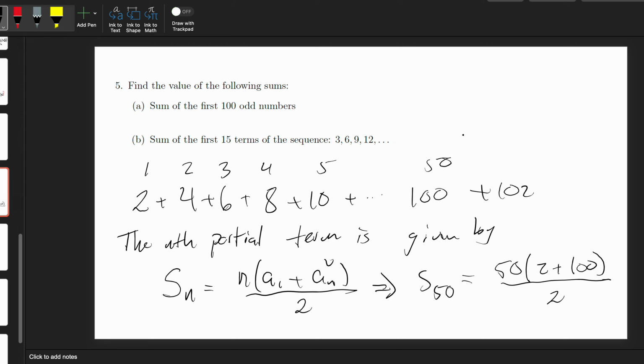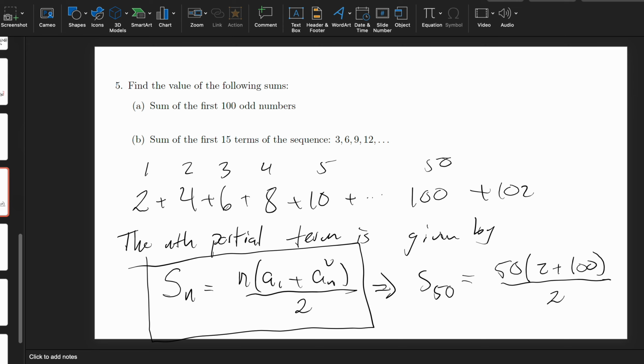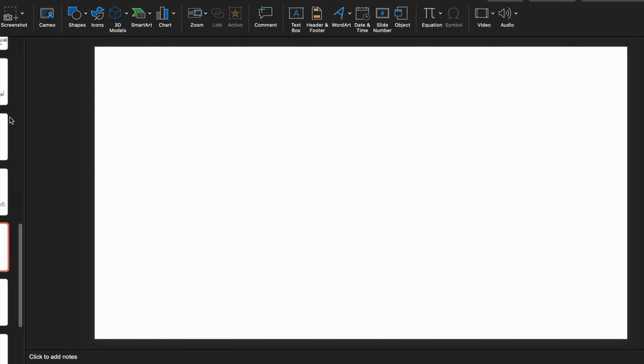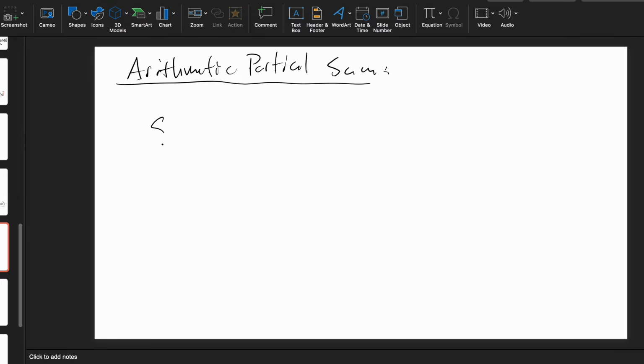Okay, great. So that's another formula that you have to know for the exam, how to compute the nth partial sum, and you'll do example questions like this in your homework. There's another formula that corresponds to the geometric sequence. So for arithmetic sequences, the arithmetic partial sum is given by S sub n equals n times a sub 1 plus a sub n all over 2.